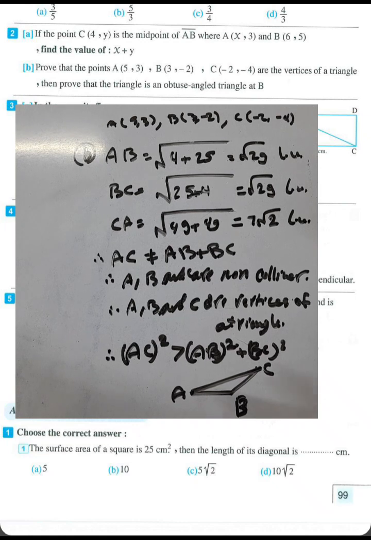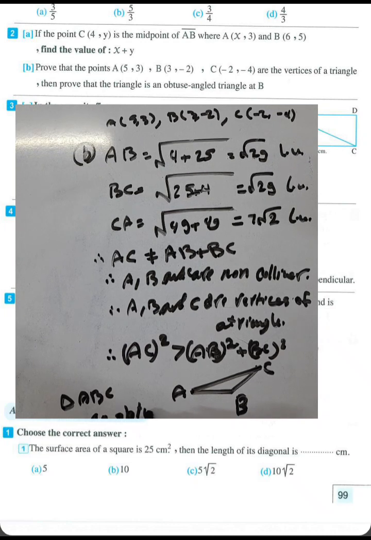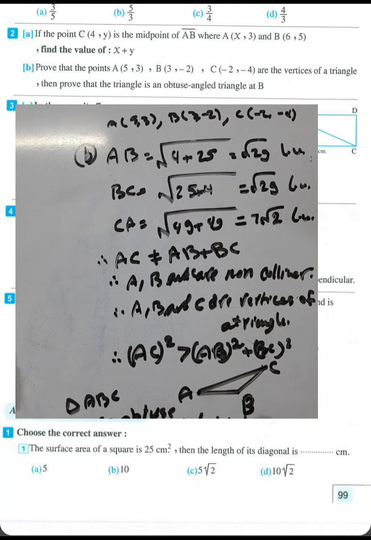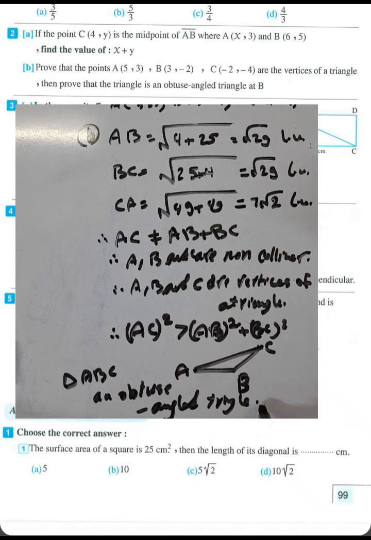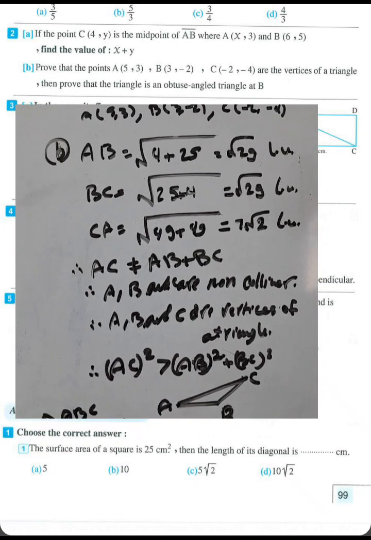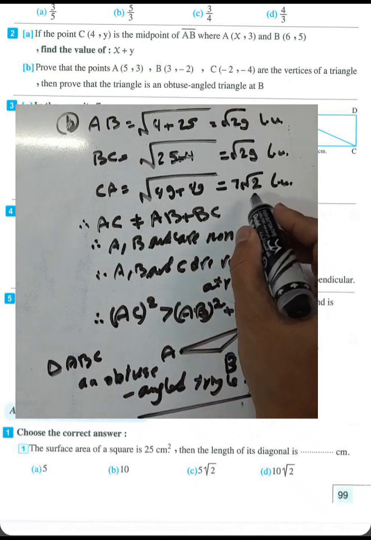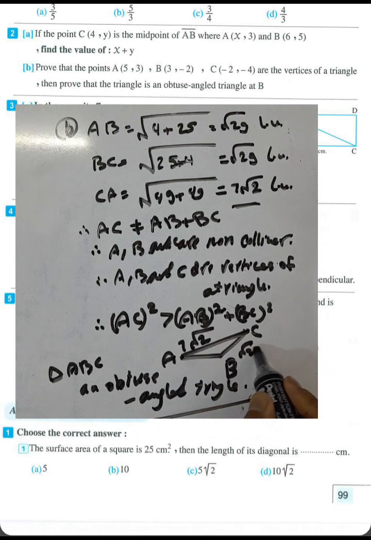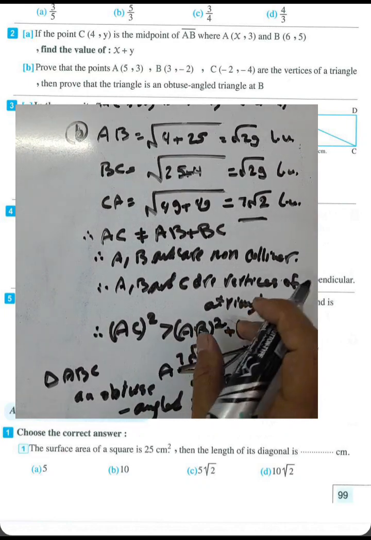Okay, then triangle ABC, we call it an obtuse angle triangle, because the lengths are square root of 49 plus 49, 7 root 2, and this side root 29, and this side root 29, and we call it obtuse because AC power 2 is greater than AB power 2 plus BC power 2.